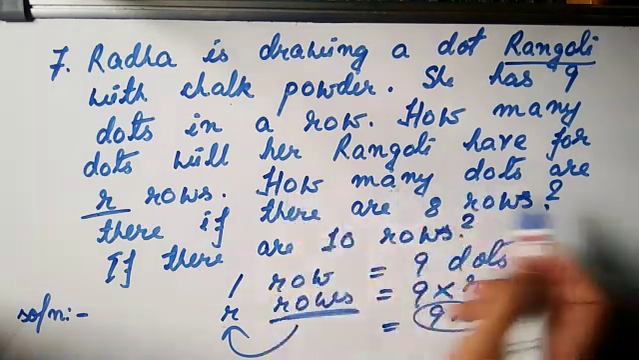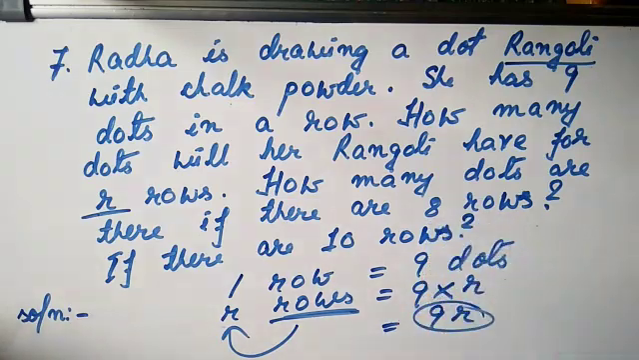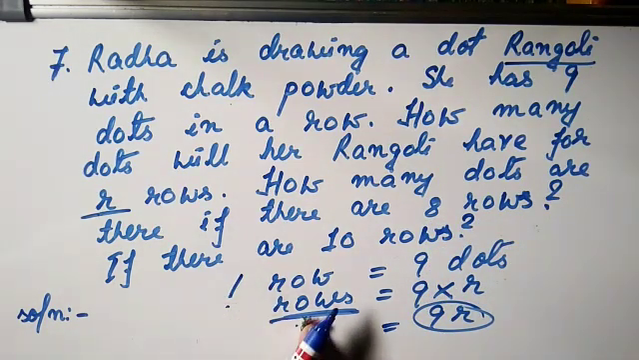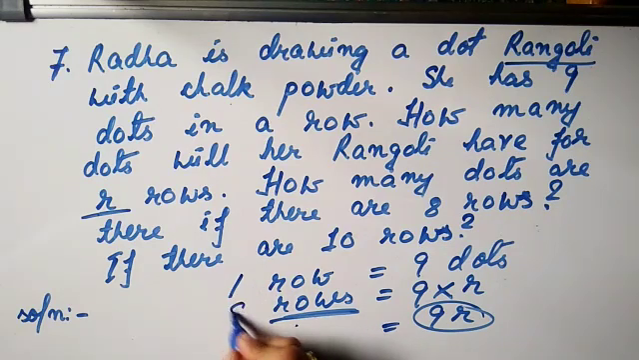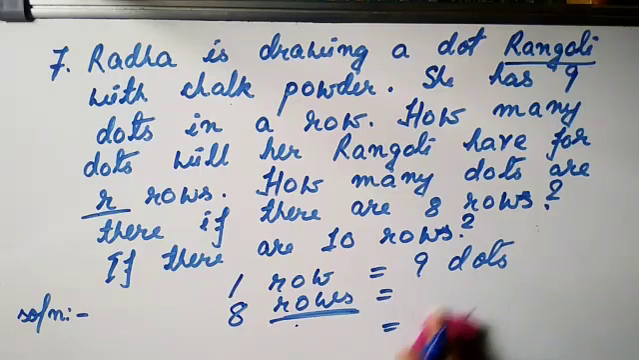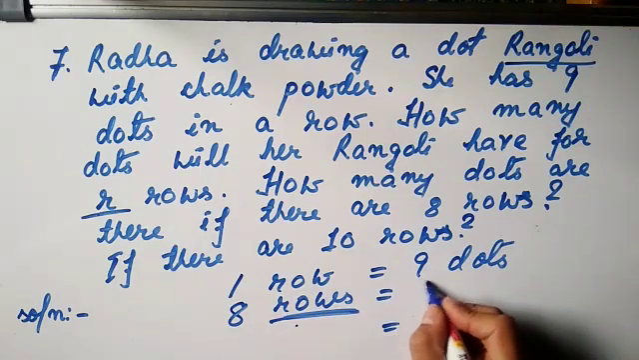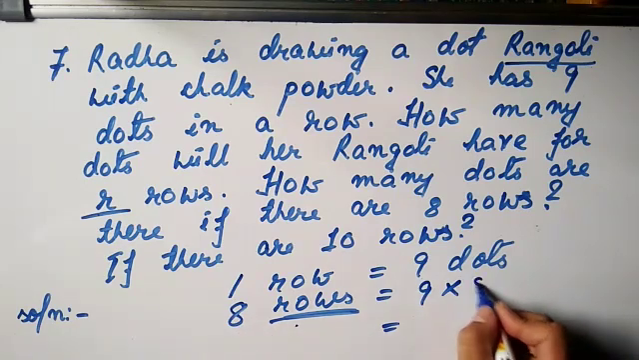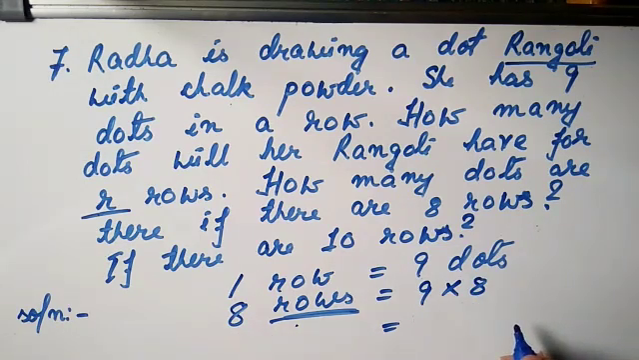Next, how many dots are there if there are how many rows? 8 rows. So next, instead of r rows, we have to take 8 rows. So that means the number of dots present in one row, that is 9, will be multiplied by the number of rows, that is 8. So what is 9 times 8? 9 eights are? Yes, 72. So our second answer will be 72.